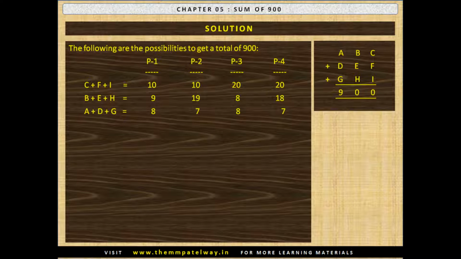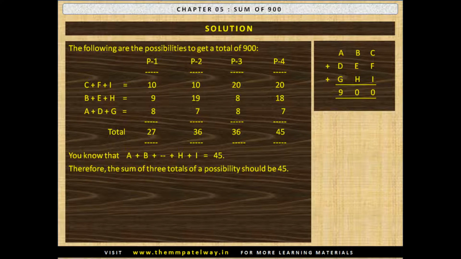Now coming to the 100 column, A plus D plus G will be either equal to 8 in the first possibility, or 7, or 8, or 7. Now if we take the total of all the possibilities, we get 27, 36, again 36 and 45. Now you know that A plus B plus up to plus I equals 45. Therefore, the sum of three totals of a possibility should be 45.